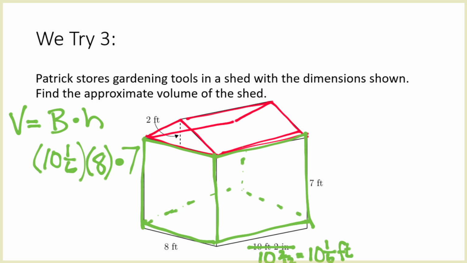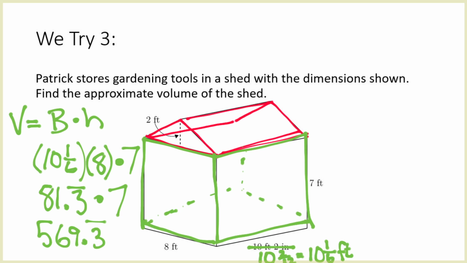Let's add 10 to that. That'll give me 10.166666 on forever, times 8 is 81.3 repeating, times 7, which gives me 569.3 repeating. And since we're doing an approximation, I'll round down to 569. Looks like we're in feet, so cubic feet.